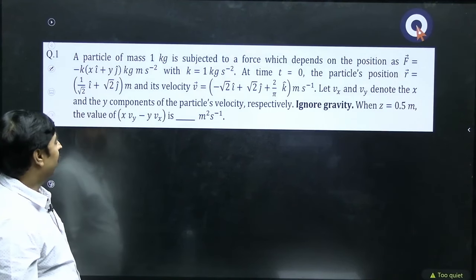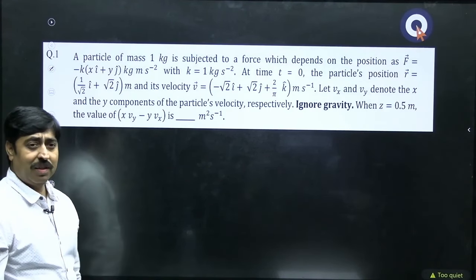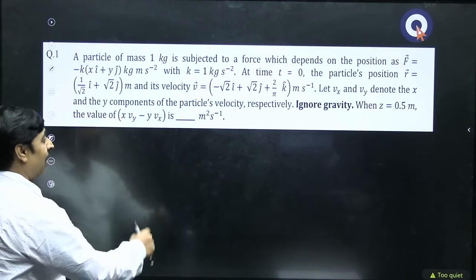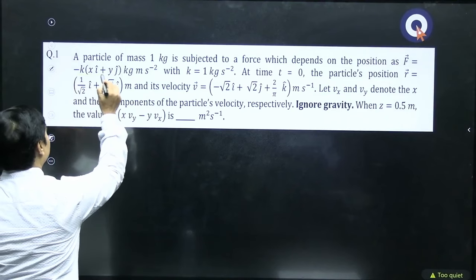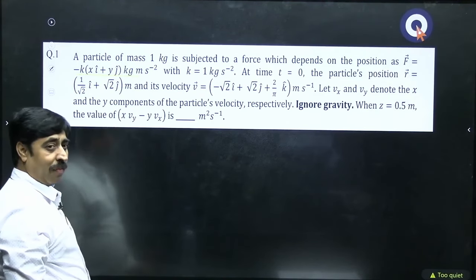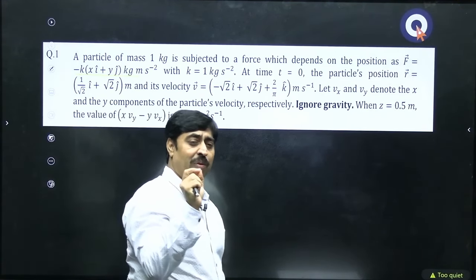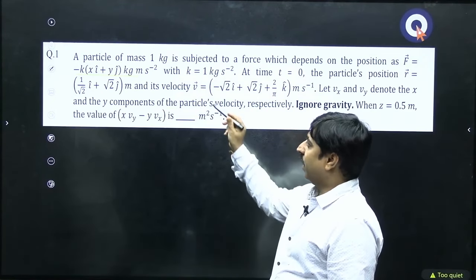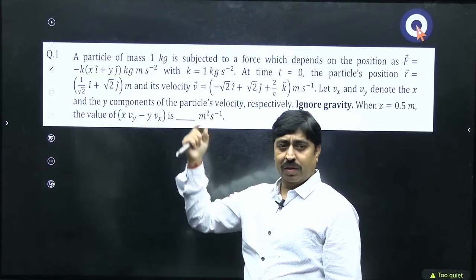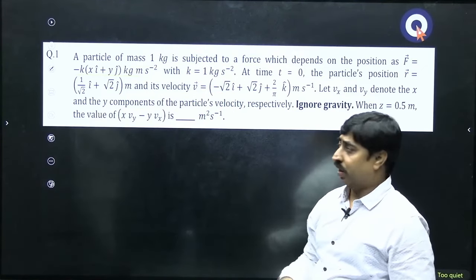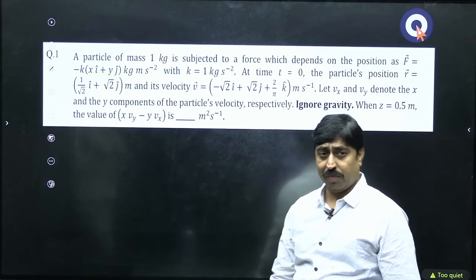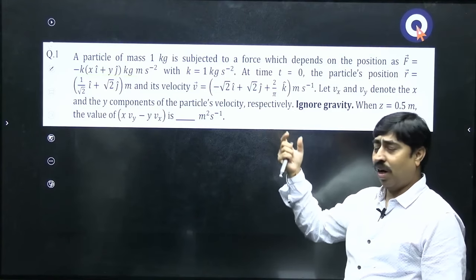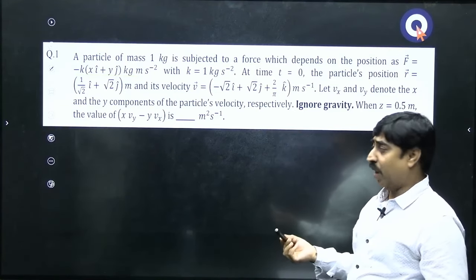I'll read the question. A particle of mass 1 kg is subjected to a force which depends on position. The force varies with position according to this equation. The force changes with the x coordinate as well as the y coordinate of the particle, and k is a constant, the value of which is 1 in proper units. The unit is kg per second square. Okay. So the value of k is 1, but this is how a well written question in physics appears.